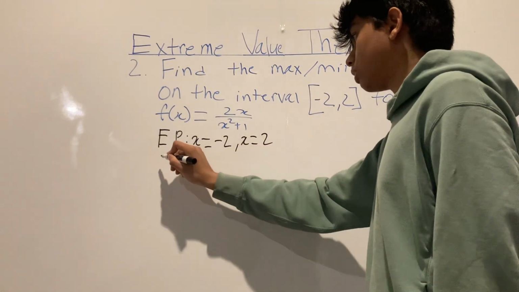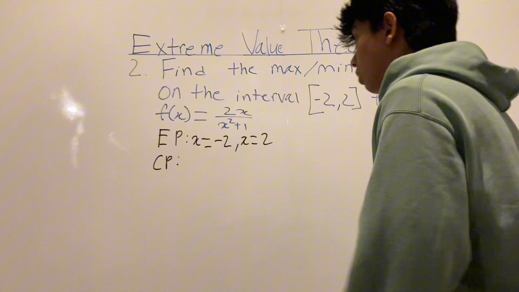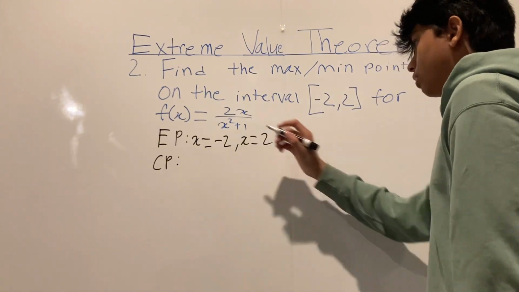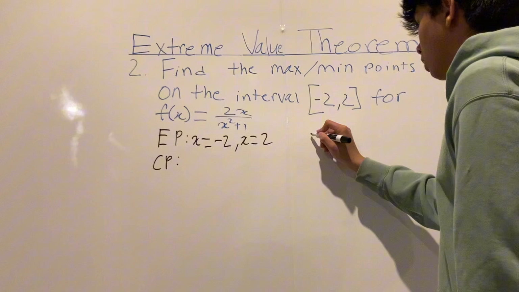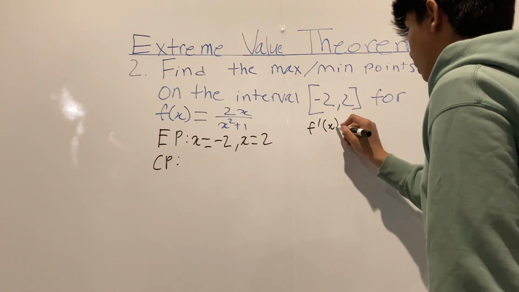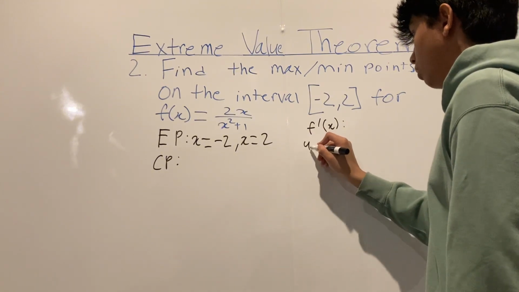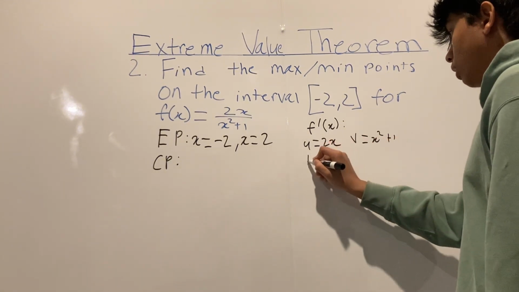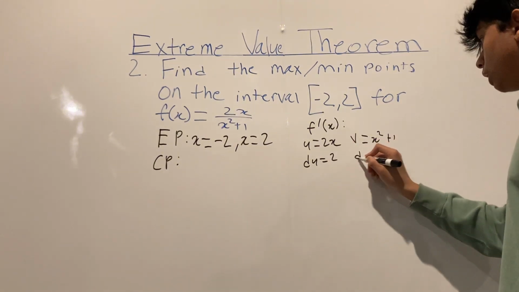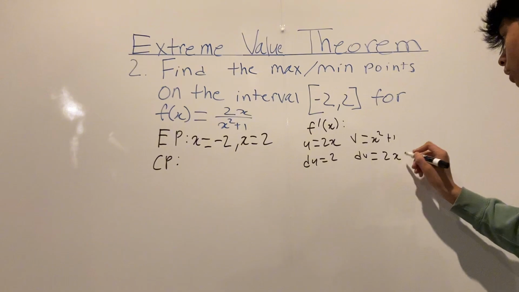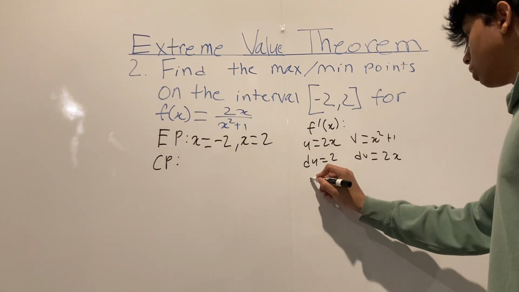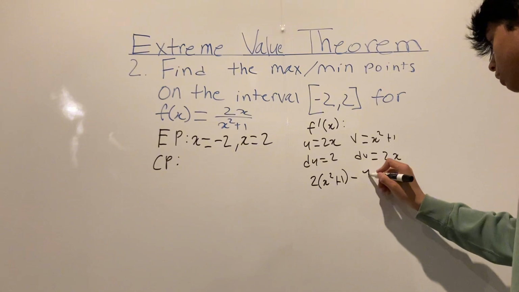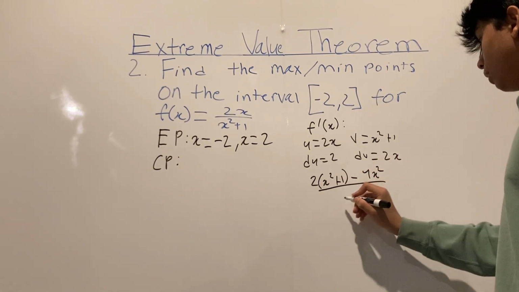Now let's find our critical points. To find this, we need to find the derivative of the function where the derivative is 0 and undefined. So let's find the derivative on this side over here. For f prime of x, we have to use the quotient rule. So u equals 2x, v equals x squared plus 1, du equals 2, dv equals 2x. Now let's do v du, so 2 times x squared plus 1, minus u dv, 4x squared, all divided by v squared.